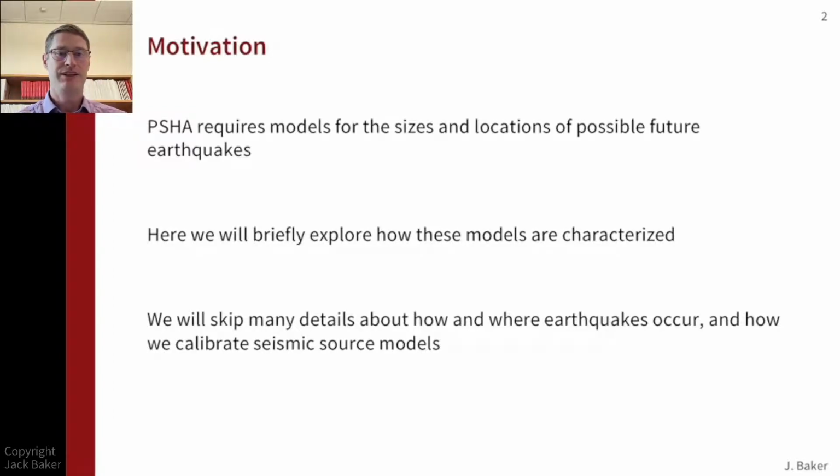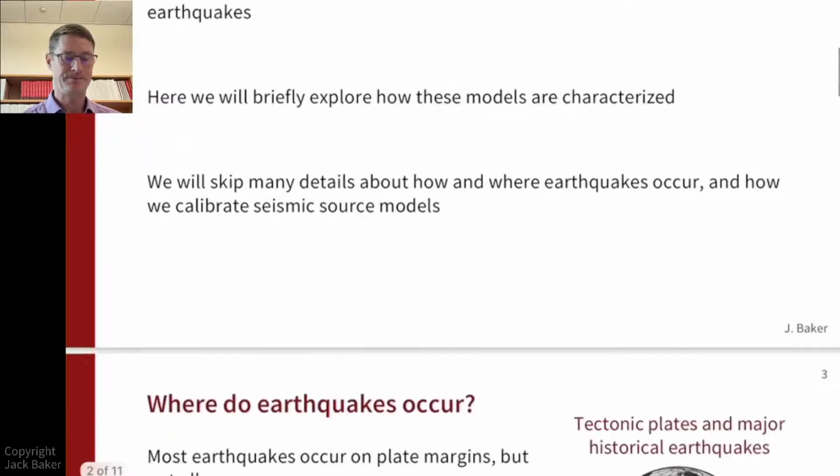Talk even more briefly, a couple of comments about how they're calibrated. We're going to skip a lot of details. We're not going to talk about the mechanics of how earthquakes will occur. The calibration is an involved process, but I'll just give you a general sense of what's needed to help you appreciate what would be required for the calibration. Again, more details are in the book.